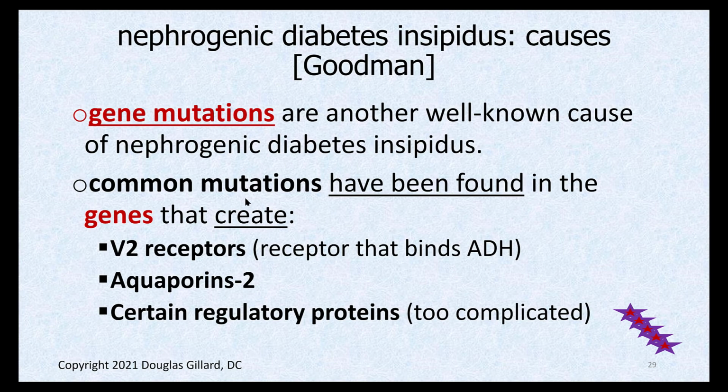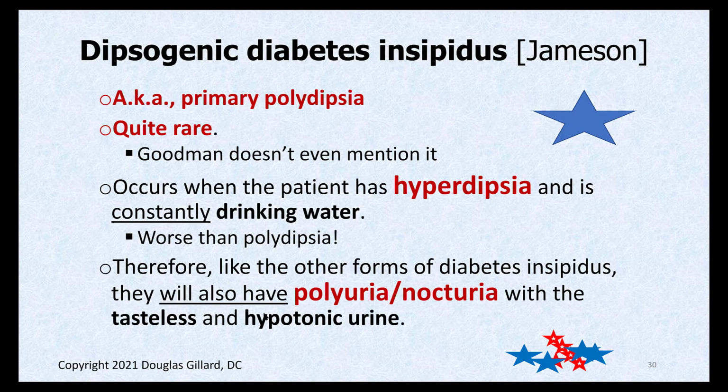Gene mutations are another cause of this. Won't get into the specifics of that. But the genes that make the V2 receptors, the genes that make aquaporin 2, and there are certain regulatory proteins we won't get into, so you can have mutations in those genes, which can come on from radiation. They could be born with it. There's a lot of different causes of that.